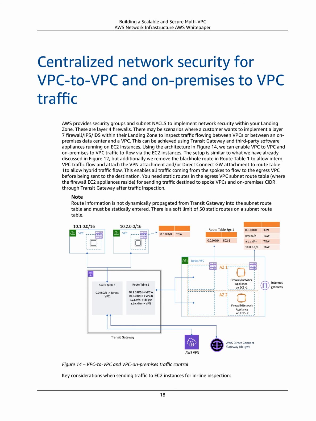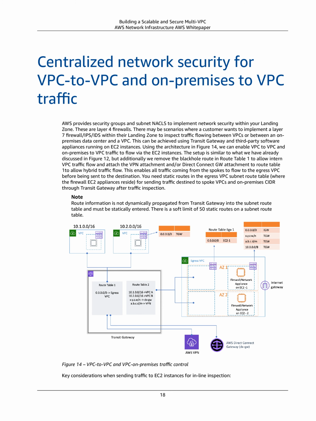Using the architecture in Figure 14, we can enable VPC to VPC and on-premises to VPC traffic to flow via the EC2 instances. The setup is similar to what we have already discussed in Figure 12, but additionally we remove the black hole route in Route Table 1 to allow inter-VPC traffic flow and attach the VPN attachment and/or Direct Connect GW attachment to Route Table 1 to allow hybrid traffic flow. This enables all traffic coming from the spokes to flow to the egress VPC before being sent to the destination.